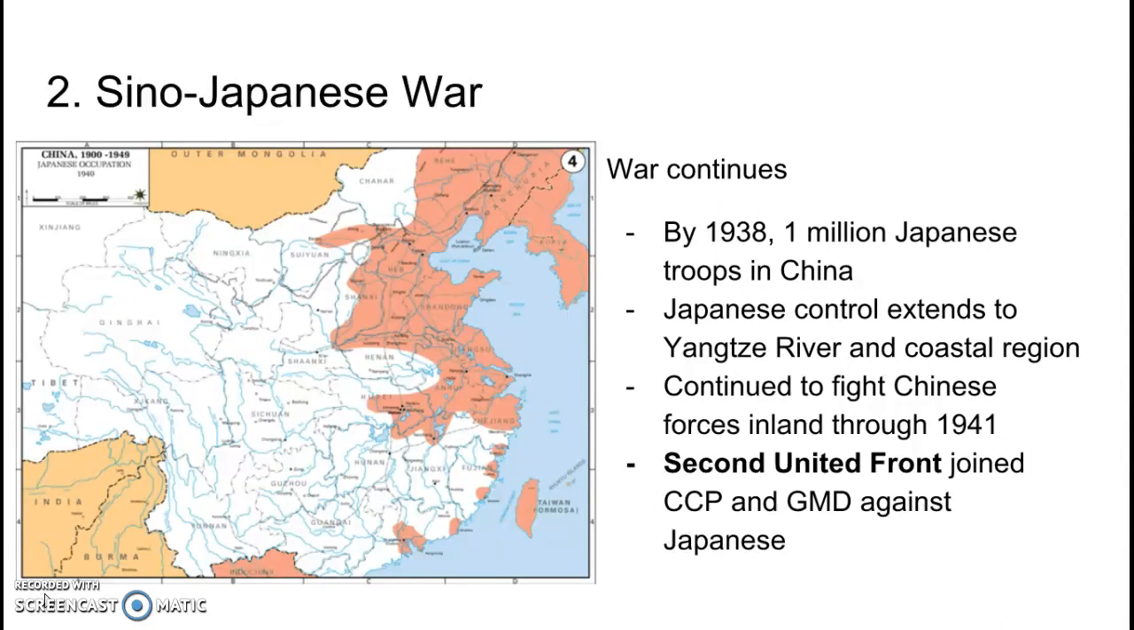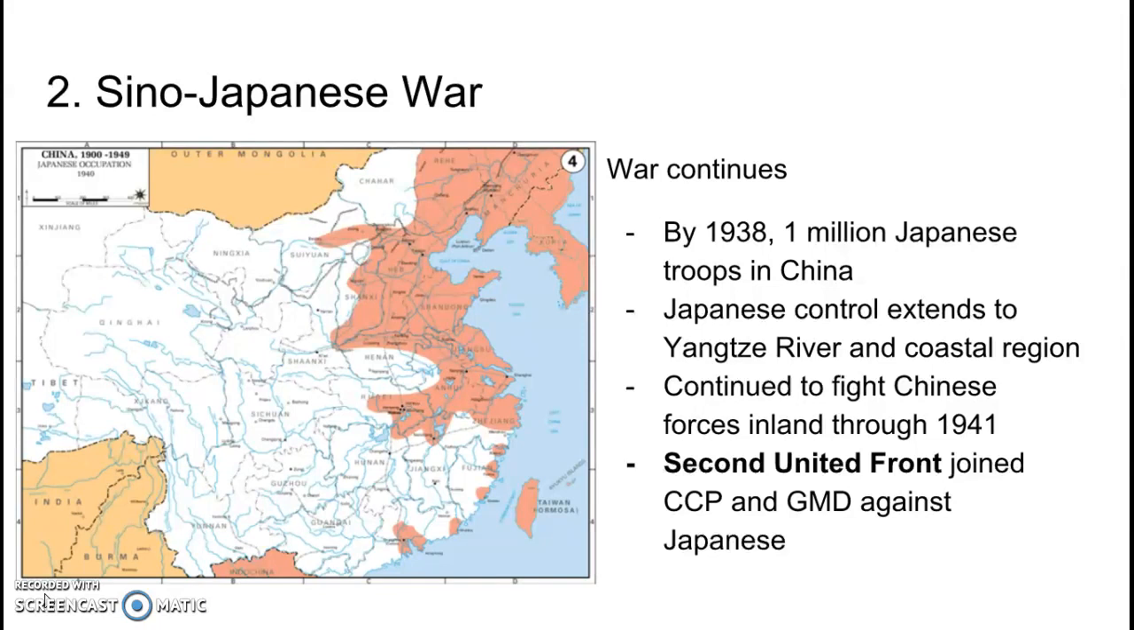By 1938, we see over 1 million Japanese soldiers in China. Japan controlled all the main cities and all the lines of communication in the provinces around the Yangtze River. Once again, if you're looking at the map on the board, you'll be able to find that. This is important because these coastal areas are the most fertile and densely populated areas in China.